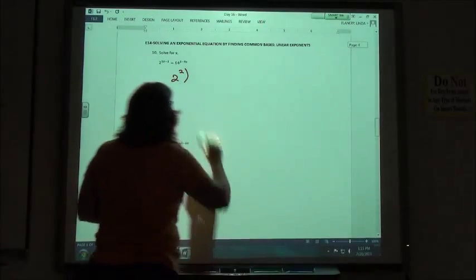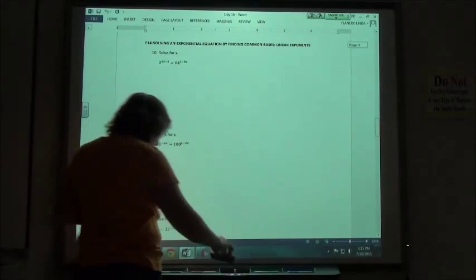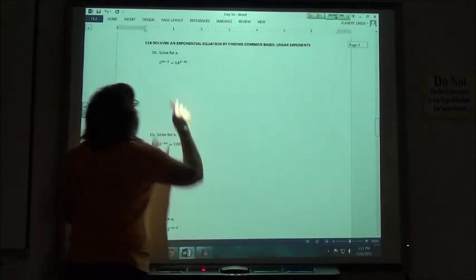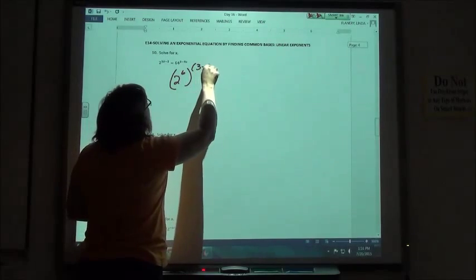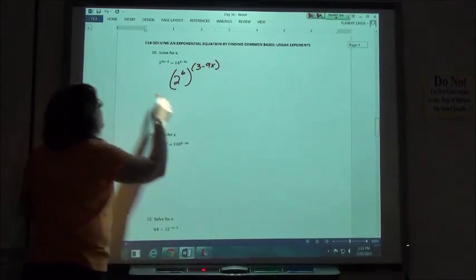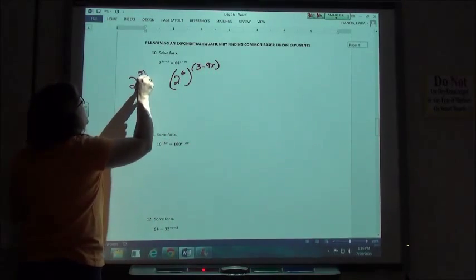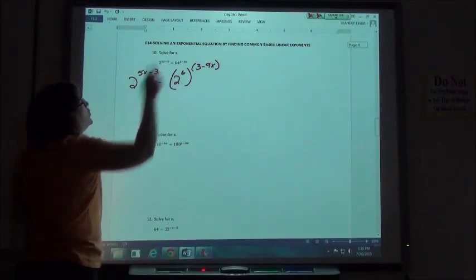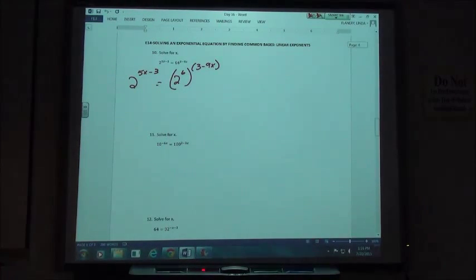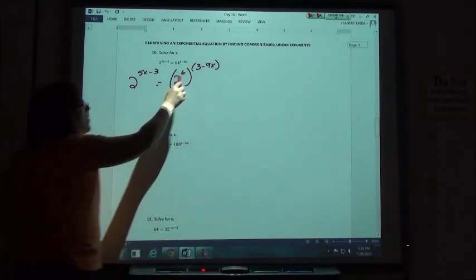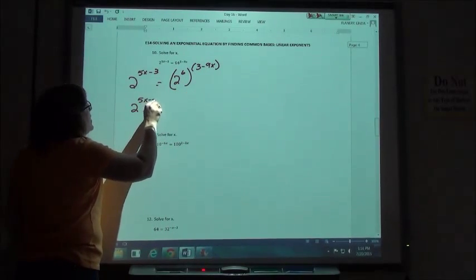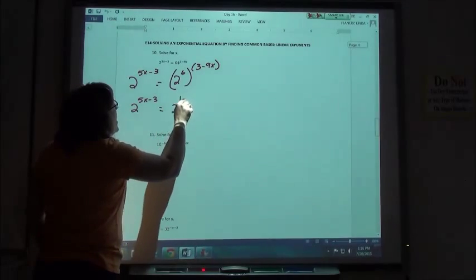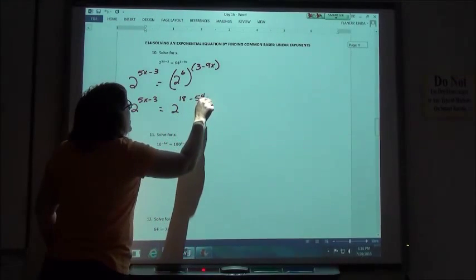And I wrote my 2 down. 2 to the 6th power. So I have 2 to the 5x minus 3 equals 2 to the 6th raised to the 3 minus 9x. When I raise to a power, I multiply. So 2 to the 5x minus 3 would equal 2 to the 18 minus 54x.